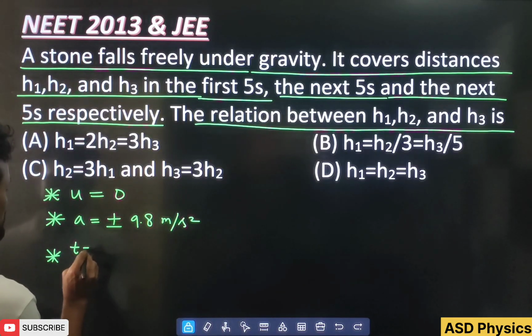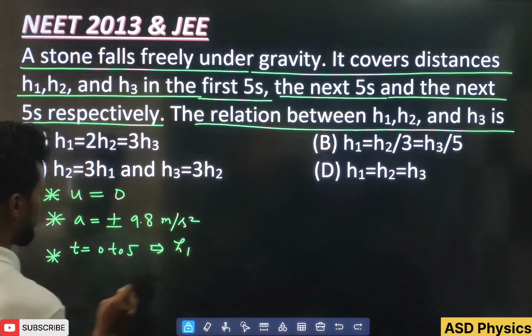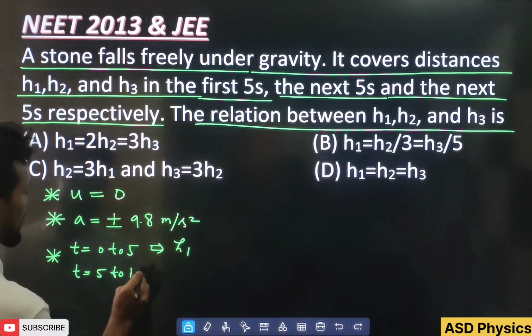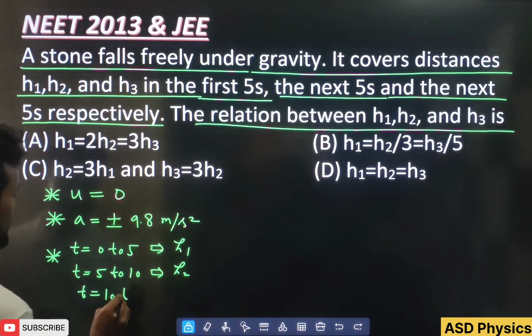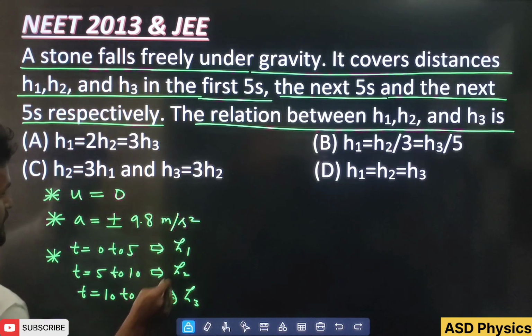How can we tell here? See, initially it is going t equal to 0 to 5. In this how much is going? h1. After that, what they are telling? Next 5 seconds, that means 5 to 10. How much is going here? h2. Then it is going 10 to 15. Next 5 seconds. So again what is given here? h3.